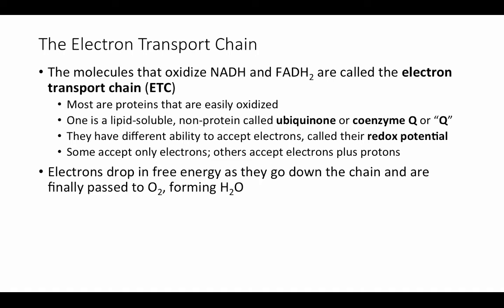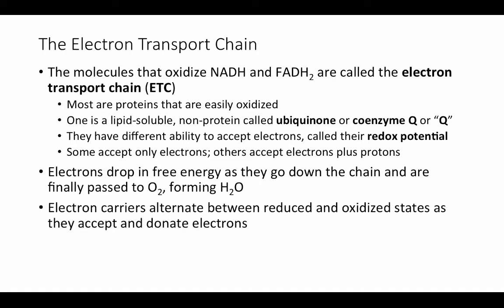So this is going to happen all the way down, dropping small amounts in free energy as it goes to more and more electronegative carriers until it ultimately gets down to the most electronegative of them all, oxygen. It's going to combine with free protons in the mitochondrial matrix to form H2O. And so these electron carriers are going to alternate between reduced and oxidized states as they accept and donate electrons.